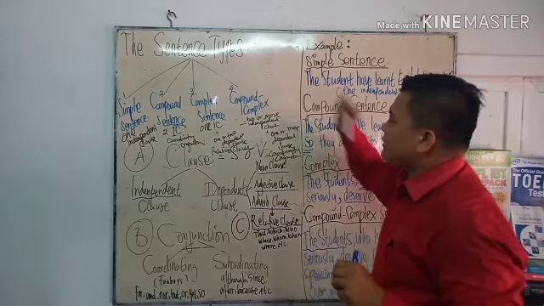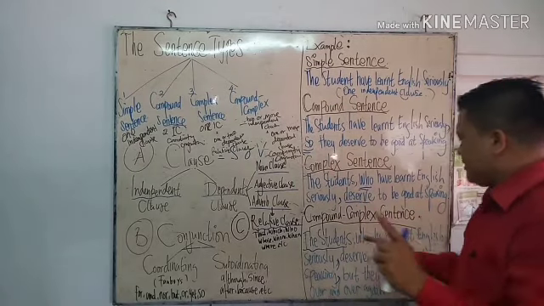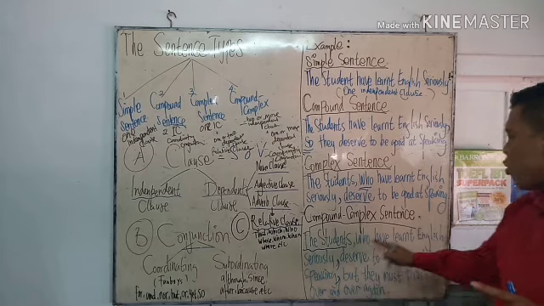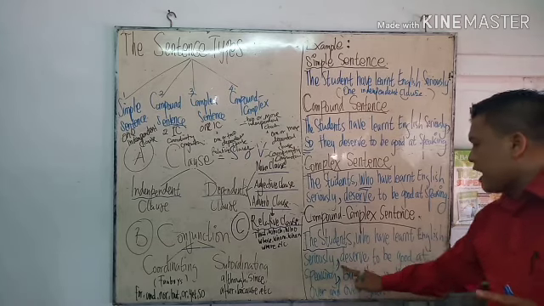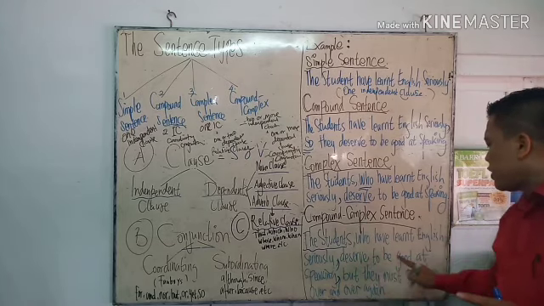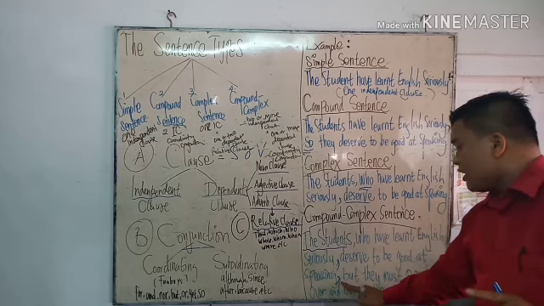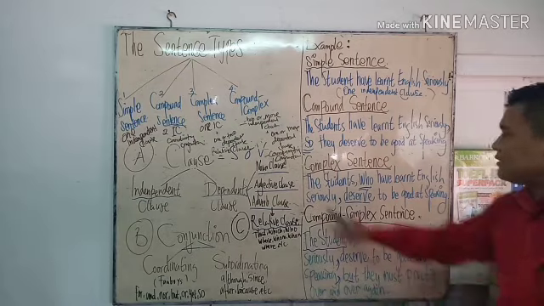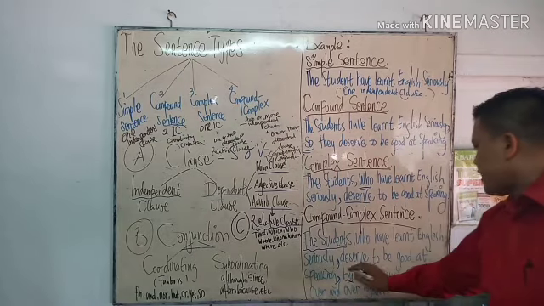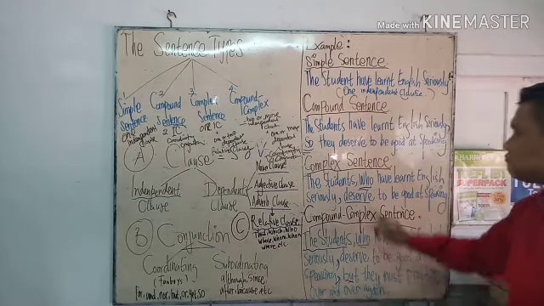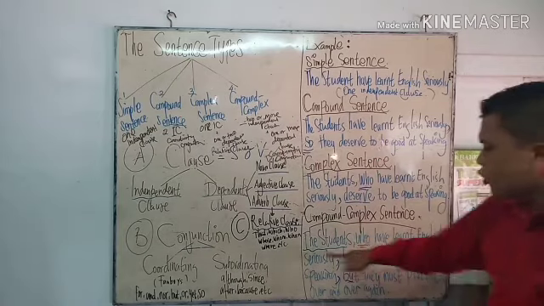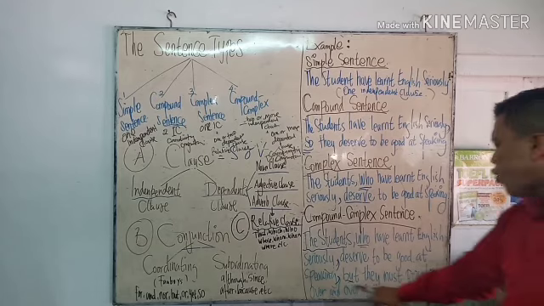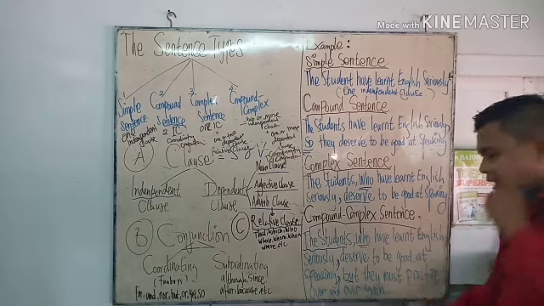So what about the last, compound-complex sentence. Look at this. The students, comma here, who have learned English seriously, comma, deserve to be good at speaking, comma, but. This is coordinating. Who is a relative clause. They must practice over and over again.